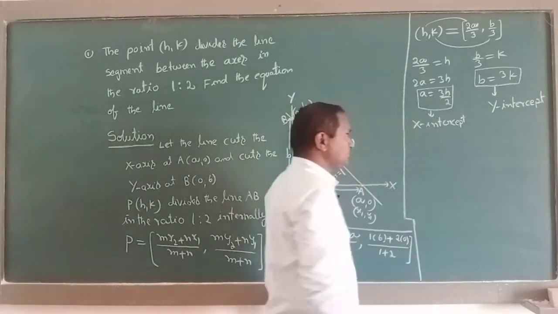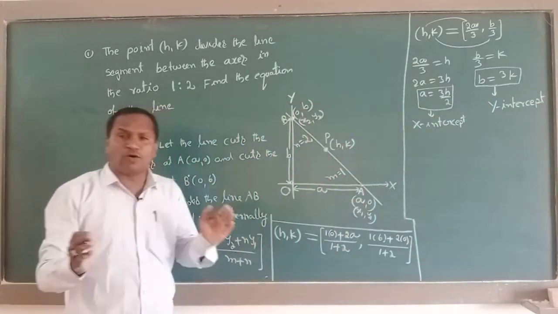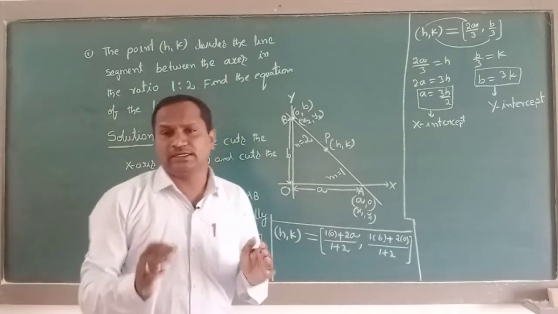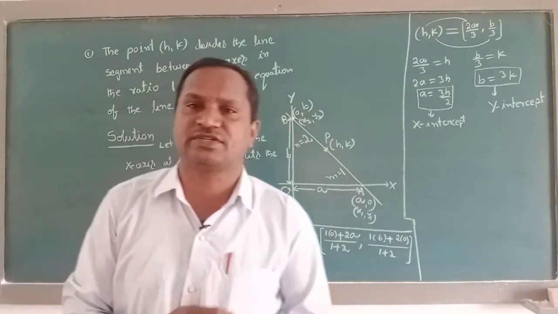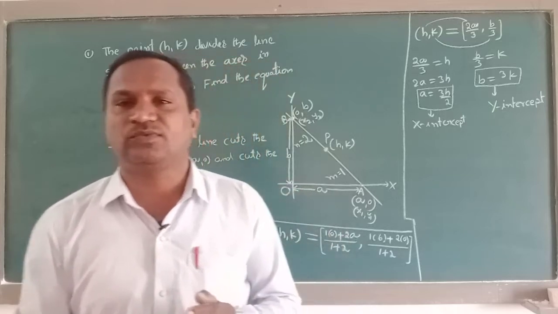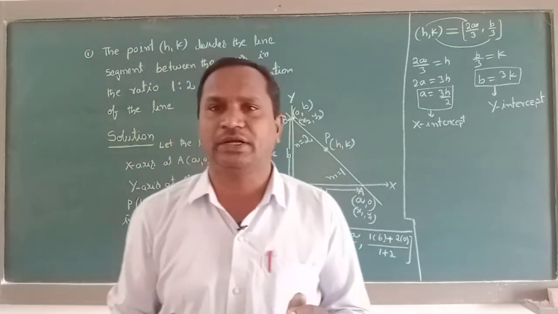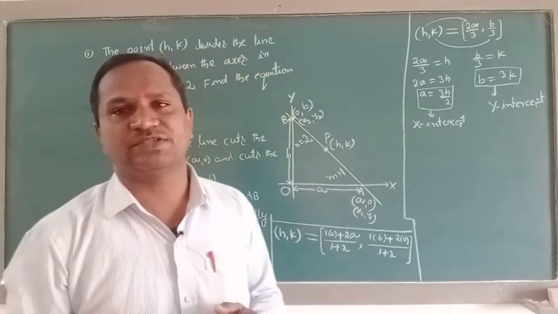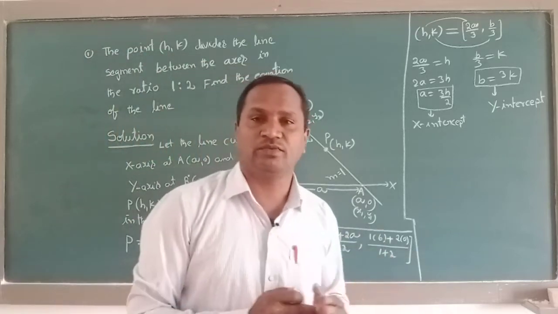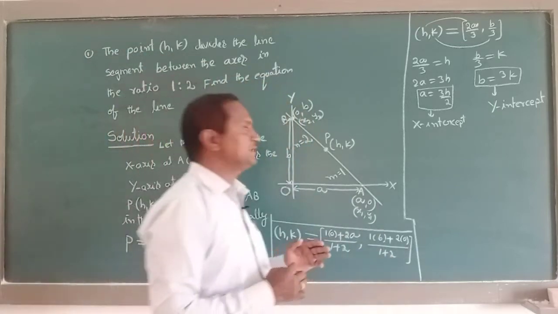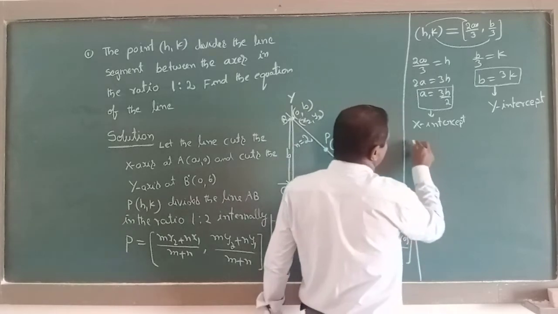Y-intercept. Next, if we know about intercepts, we have to apply the intercept form of the equation of a straight line. What is the intercept form of the equation of a straight line here? x by a plus y by b is equal to 1. That formula we are going to apply here. That is the intercept form of the equation of a line.